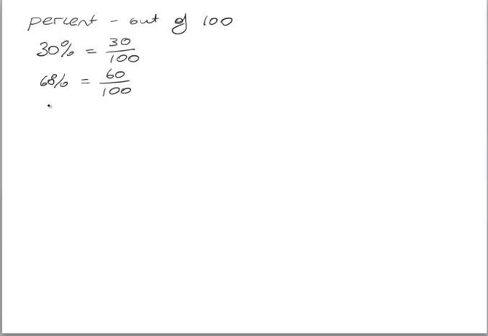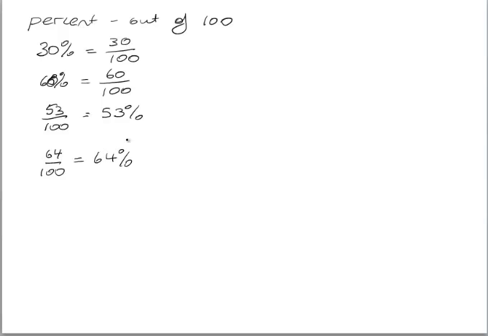That also means that if I have a fraction out of 100, I can very easily just change that to a percentage. So if I have, say, 53 out of 100, I can say that's 53%. Anytime you're given a fraction out of 100, so let's do 64 out of 100, it's very easy to say that's just 64%.